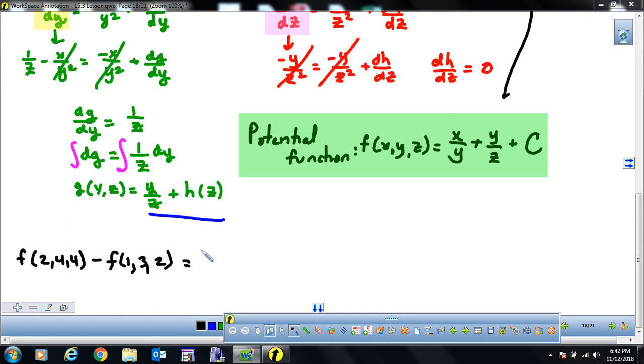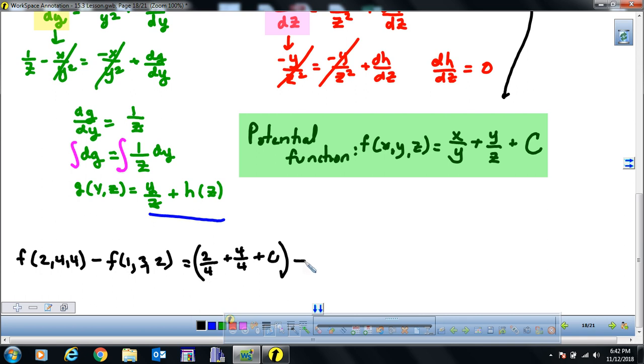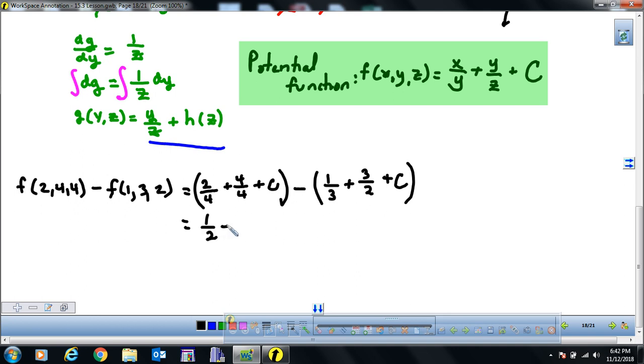Evaluate the first limits. So that would be x, which is 2, over y, which is 4, plus y, which is 4, over z, which is 4, plus the constant c, minus, evaluate these limits, x, which is 1, over y, which is 3, plus y, which is 3, over z, which is 2, plus some constant c. So that's going to equal 1/2 plus 1 plus c minus 1/3 minus 3/2 minus c. The c's will cancel, so we just have to combine those fractions.